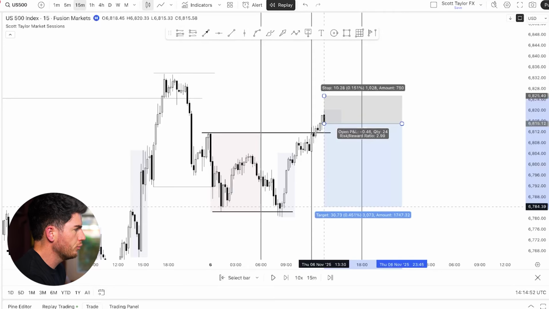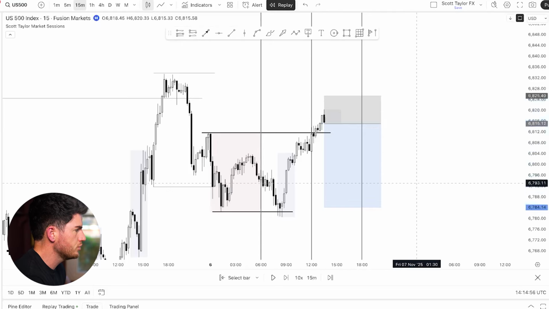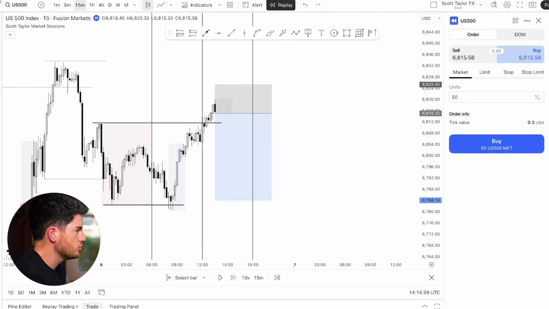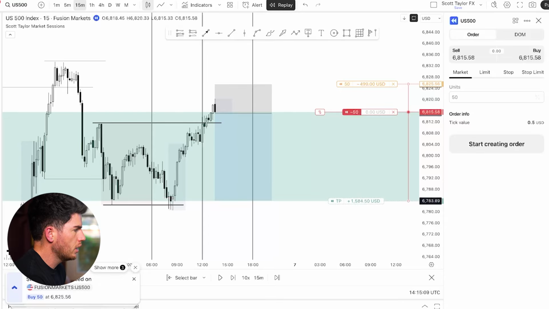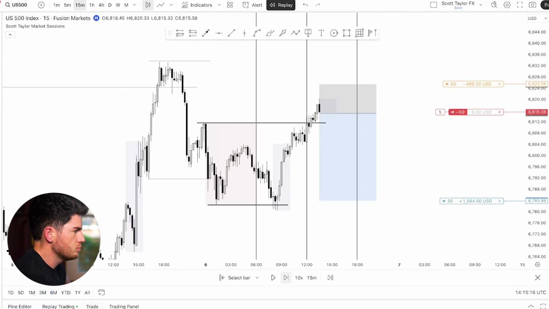And we're looking for a 3-to-1 risk to reward, which is pretty much in line with the lows of the trading day. Let's actually execute this trade as well. Sell here, stop loss here. So we're risking $500 and our gain should be around $1,500. Let's play this forwards.